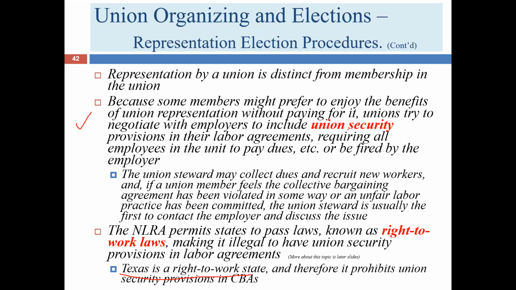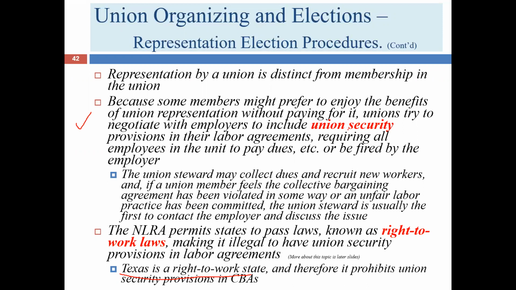So let me remind you what at will employment is. At will employment means that the employee can quit his or her job at any time for any reason without any notice. At will employment from the perspective of the employer means the employer can end the employment at any time with or without notice for any reason other than an unlawful reason.